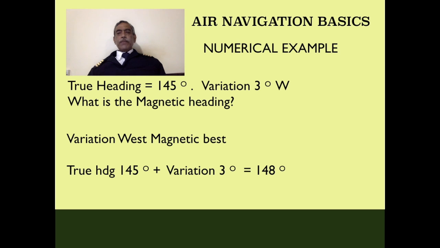Now, as usual, some numerical example to clear out our concepts. The numerical goes something like this. The true heading is 145 degrees. Variation is 3 degrees west. What is the magnetic heading? Now we learned the thumb rule. Variation west, magnetic best. Therefore, we will add this. So true heading 145 plus variation 3 degrees is equal to 148. Therefore, magnetic heading is 148 degrees.